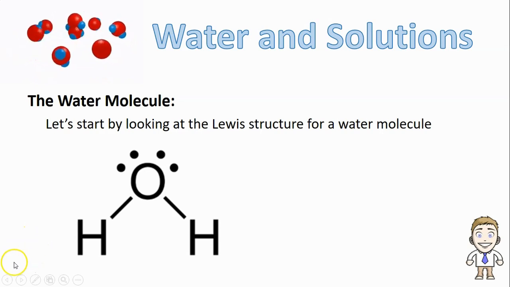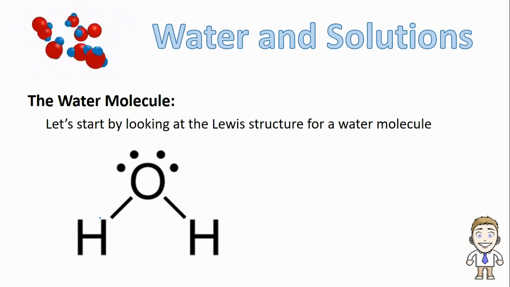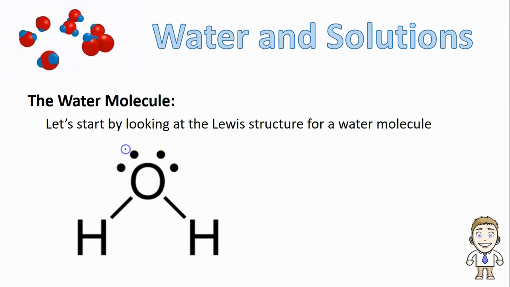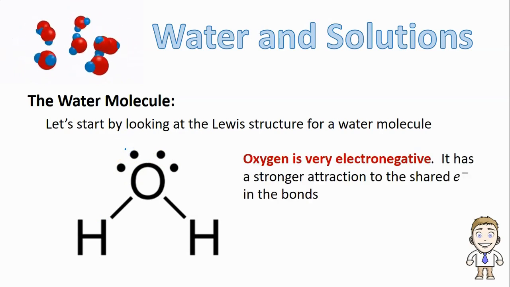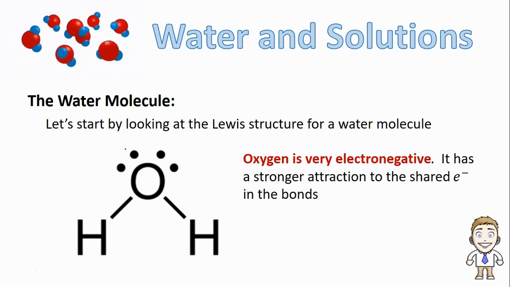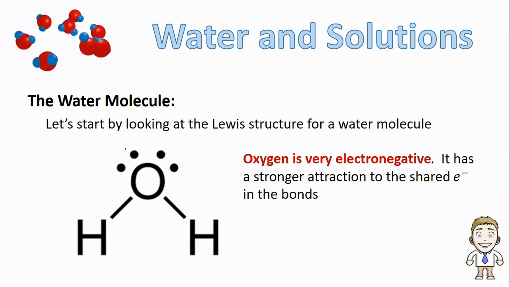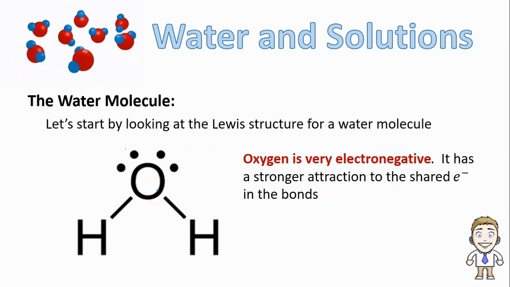So to understand why water is such a strange substance, let's start by looking at the Lewis structure of a water molecule. So I've got that drawn here with 2 single bonds to the H's and 2 lone pairs coming off of the oxygen. Now let's take a closer look at that oxygen and something pretty unique about it. Oxygen has the property of being very electronegative. That means it has a stronger attraction to the shared electrons in the bond.